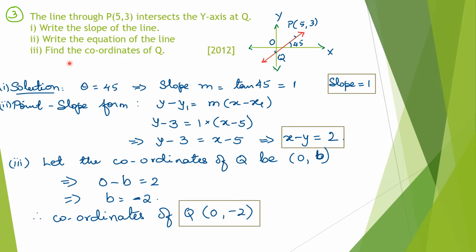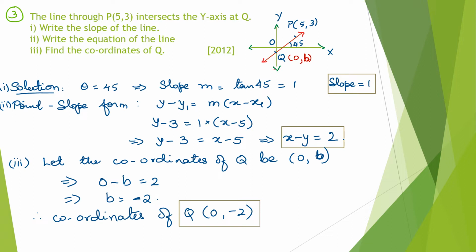In this question, the line through P, this P is (5, 3), intersects the y-axis at the point Q. It intersects the y-axis at the point Q. So please think about it. What should the coordinates of Q be over here? The x coordinate is going to be 0 and the y coordinate can be anything. You can write it as b or y, whatever. So I am saying let the coordinates of Q be (0, b). We'll come to that later on.